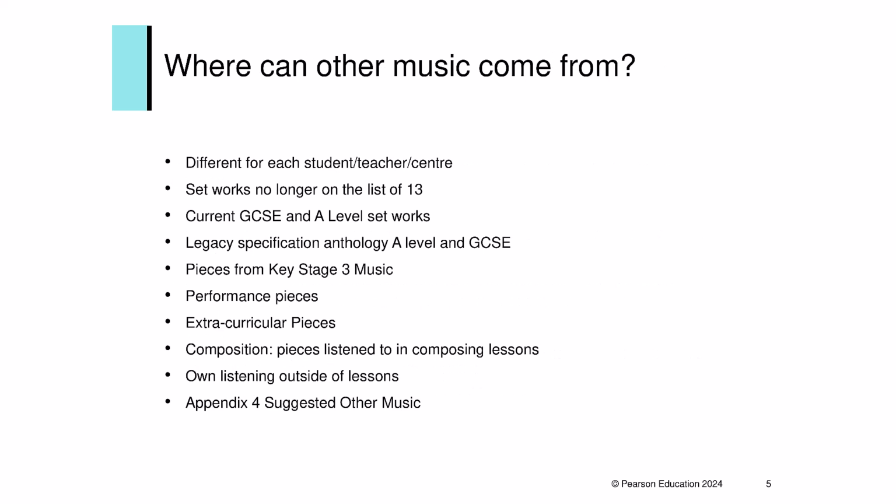Where can other music come from? Primarily, the pieces chosen for listening to for other music will be different for each student, teacher and centre. On this slide is a set of sources you can access for other music. This includes GCSE set works, previous specification anthology A-Level and GCSE, pieces from Key Stage 3 music, performance pieces students have experienced both in lessons but in ensembles as well, pieces students have listened to in composing lessons as well as their own listening outside of lessons, and Appendix 4 suggested other music.